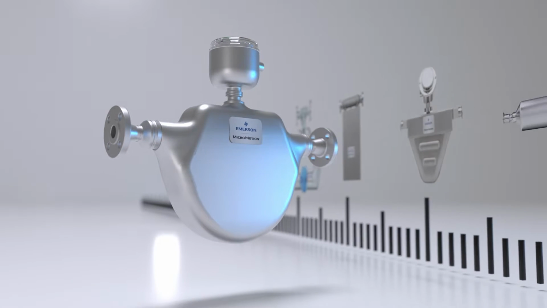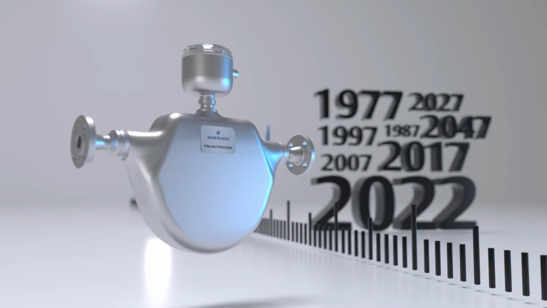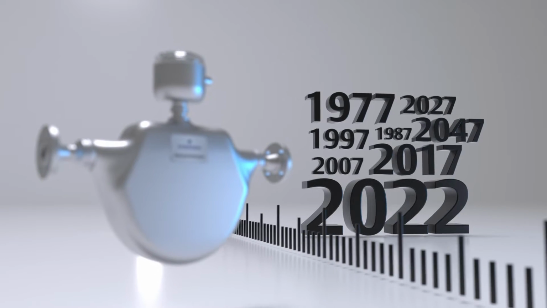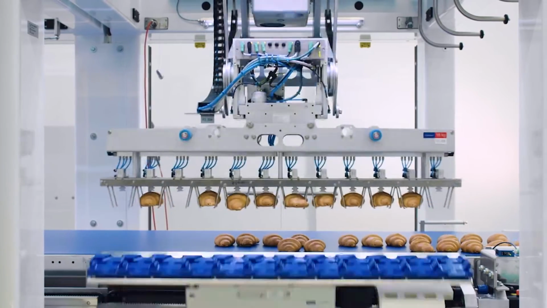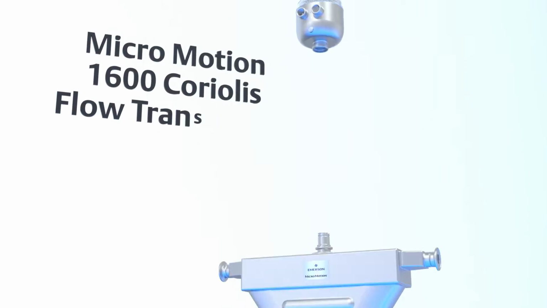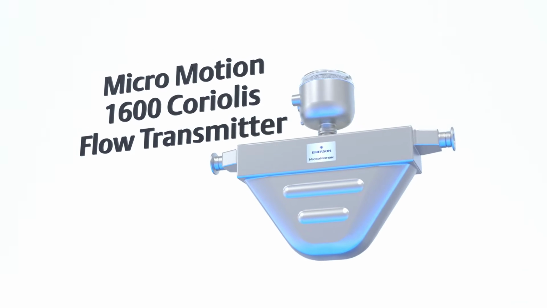As the inventors of Coriolis flow measurement technology, Emerson has provided our customers with decades of flow expertise, servicing all industries across the globe. Designed specifically to meet the demands of food and beverage operations, the MicroMotion 1600 Coriolis flow transmitter offers full flexibility supporting a variety of operational designs.